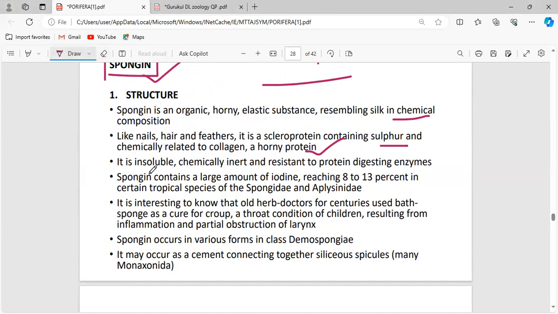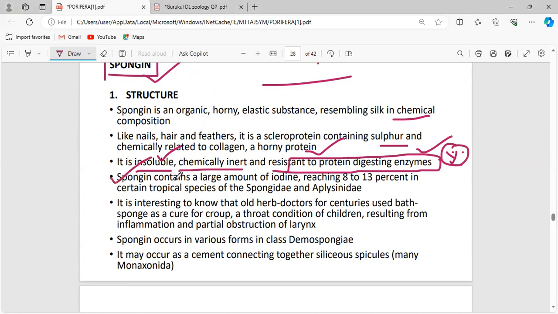Okay, see, this spongin is insoluble in nature. This spongin fiber is insoluble in nature. It is chemically inert and it is resistant to protein digesting enzymes. These are all the important things. It has resistance against protein digesting enzymes.